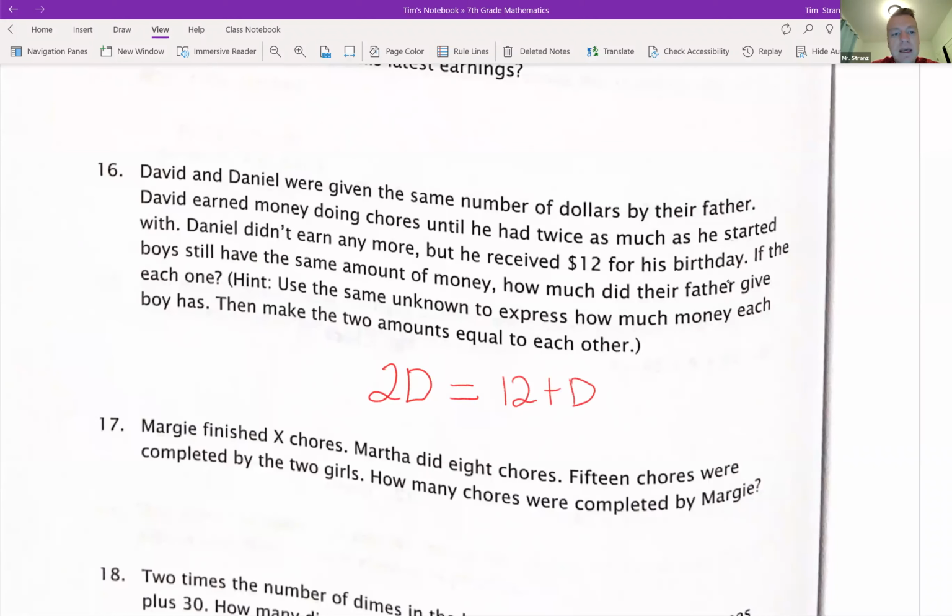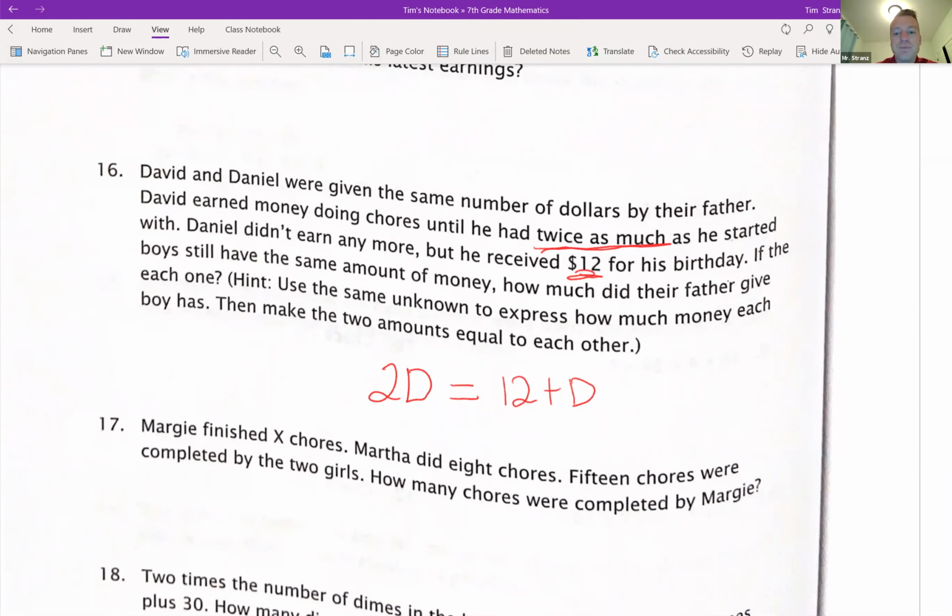If the boys still had the same amount of money, how much did the father give each one? Hint: use the same unknown to express how much money each boy has. Then make the two amounts equal to each other. Okay, so David earned money doing chores until he had twice as much. Twice as much means you are multiplying something by 2. So we're taking 2 and multiplying it by the amount he has, which we don't know. Daniel didn't earn any more, but he received $12. So he had the original amount plus $12 for his birthday.